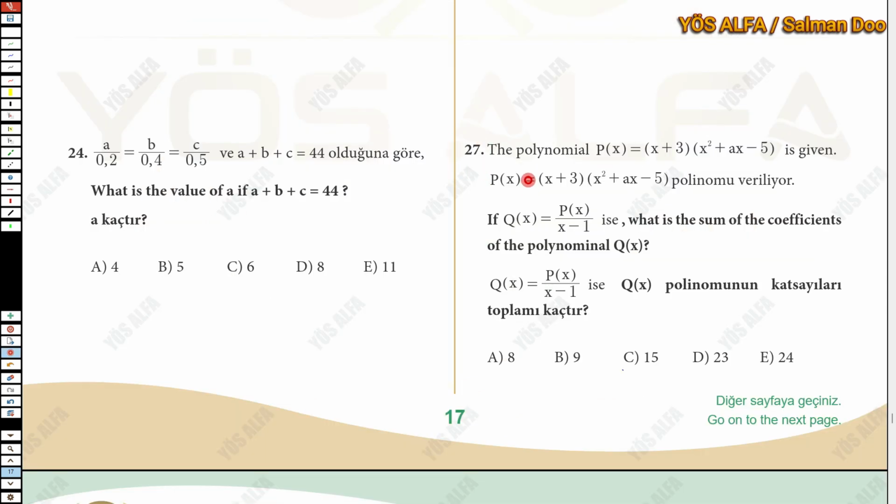27. The polynomial p of x is given, and q of x is also given in terms of p of x. What is the sum of the coefficients of q of x? So here, what's important is the term sum of the coefficients. Let's say q of x is ax squared plus bx plus c. The coefficients are a, b, and c. So the summation of coefficients means q of 1, which is a plus b plus c. So that's the idea. We're asked to find q of 1, but from this expression, q of 1 is p of 1 over 0.